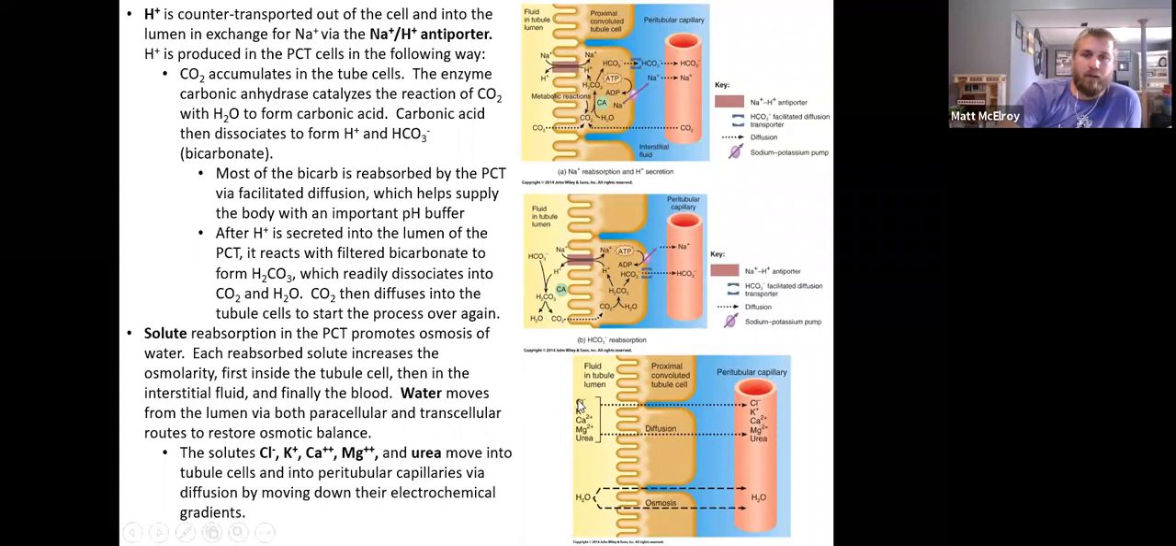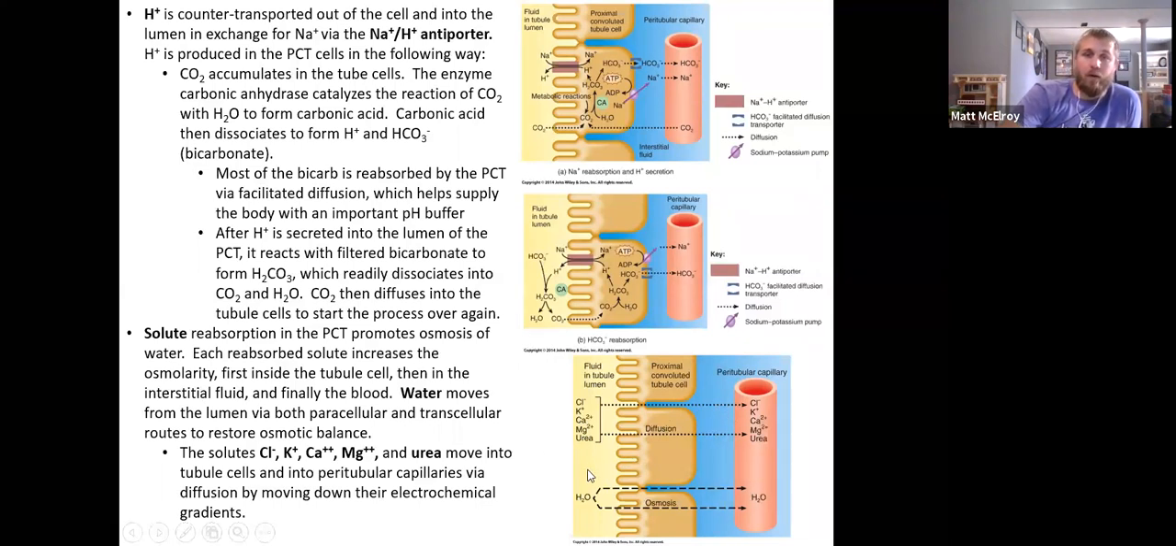For solutes, things like chloride and magnesium, potassium, calcium, etc., things dissolved in the lumen, they're going to help promote osmosis of water. Okay, remember, and I've talked about this before, water is always going to chase after things like salt and other ions. So when, let's just say sodium, or chloride, potassium enter the cell, water is going to try to go into that cell as well. When they leave the cell and they enter the interstitial space, water is going to leave the cell and enter the interstitial space. When they enter the blood, water is going to chase after it.